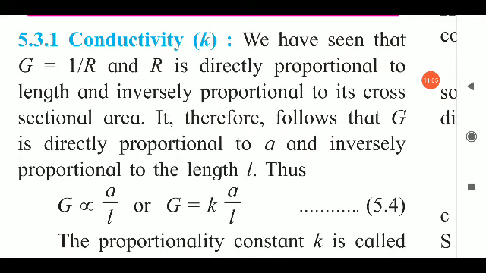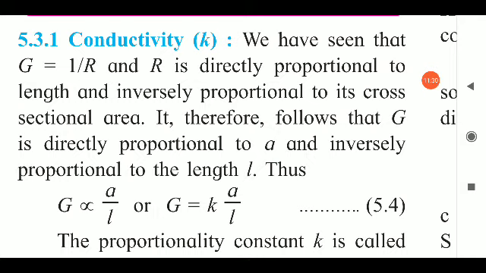Now students, the next part of this chapter is what is meant by conductivity, and how we can calculate the conductivity of any solution or electrolyte. We have seen that G is equal to 1 upon R, and R is directly proportional to the length and inversely proportional to its cross sectional area, which we have already seen in the previous equation.